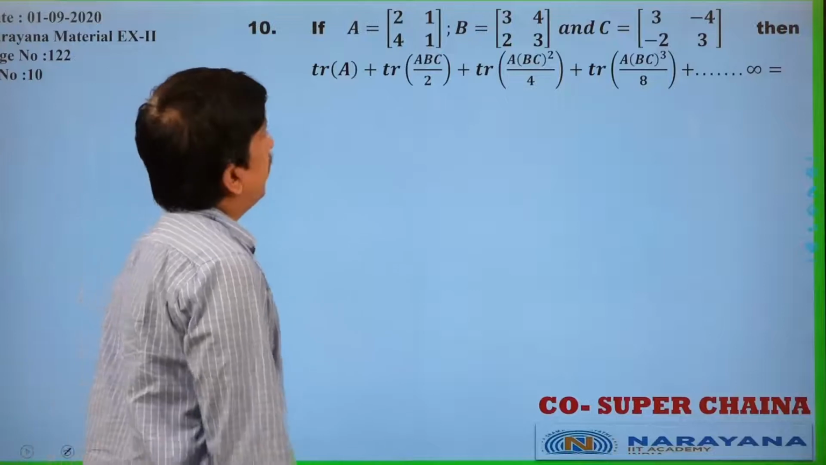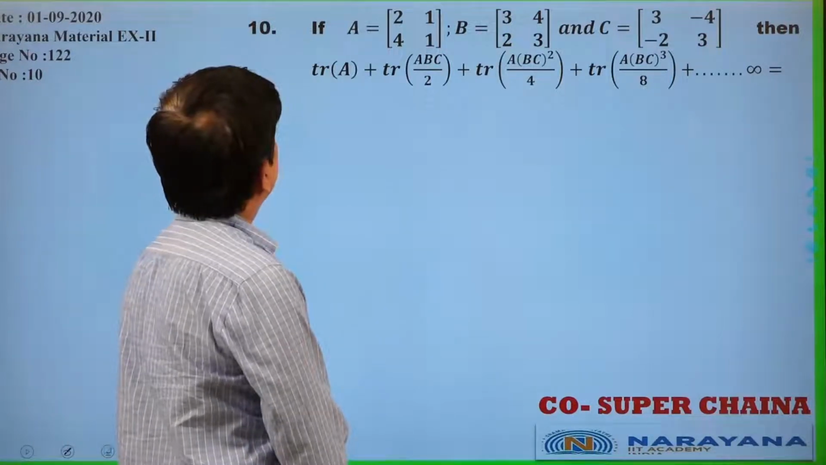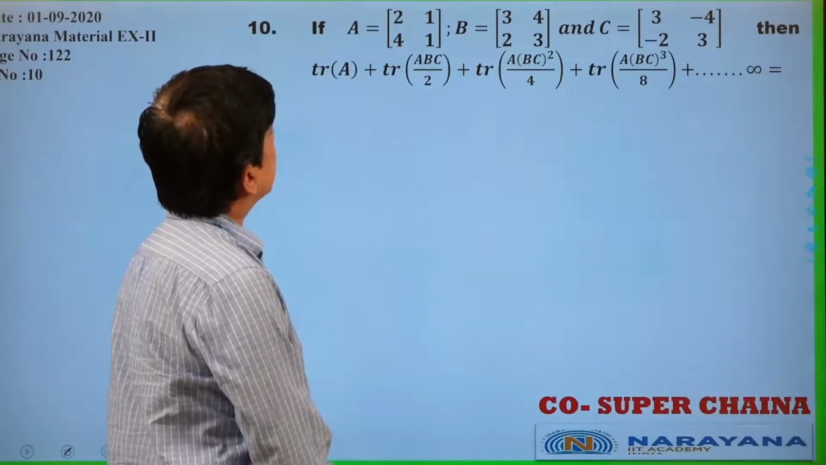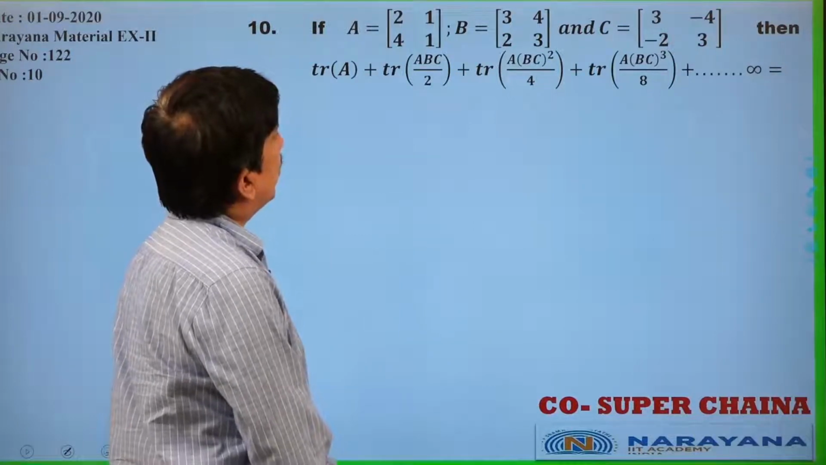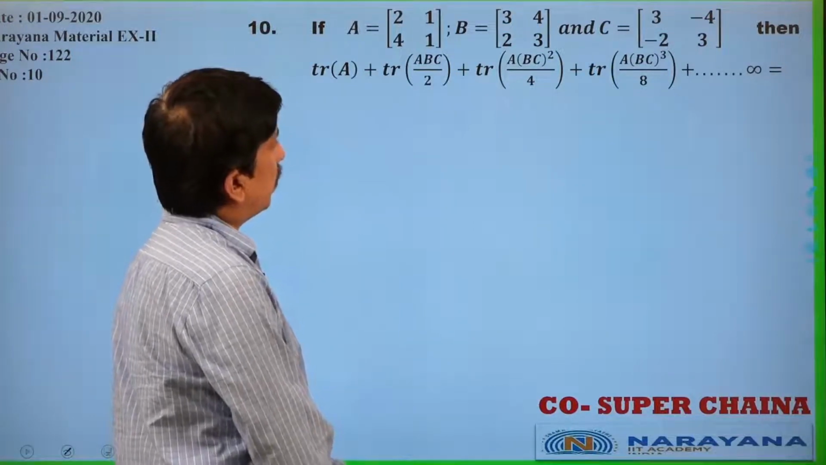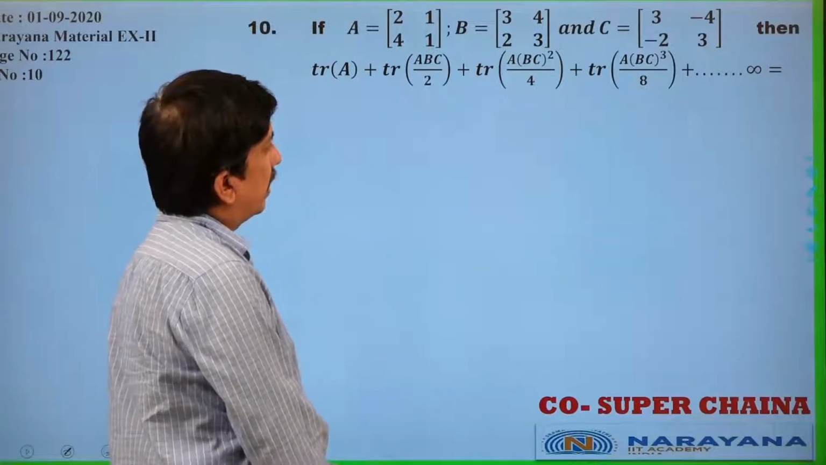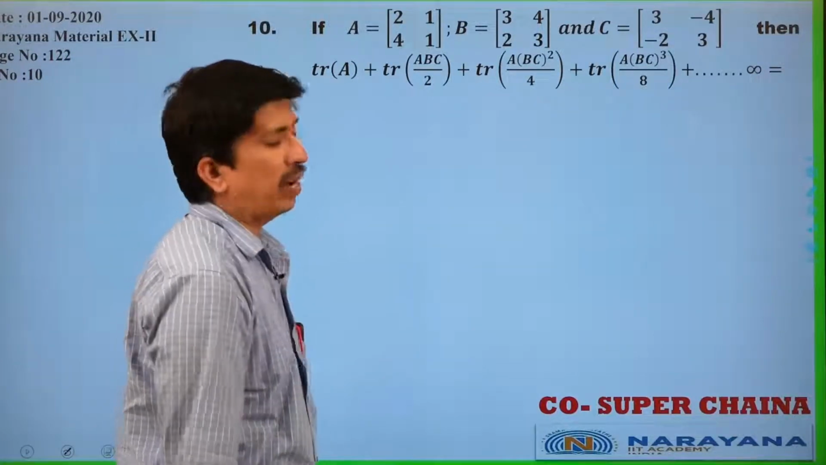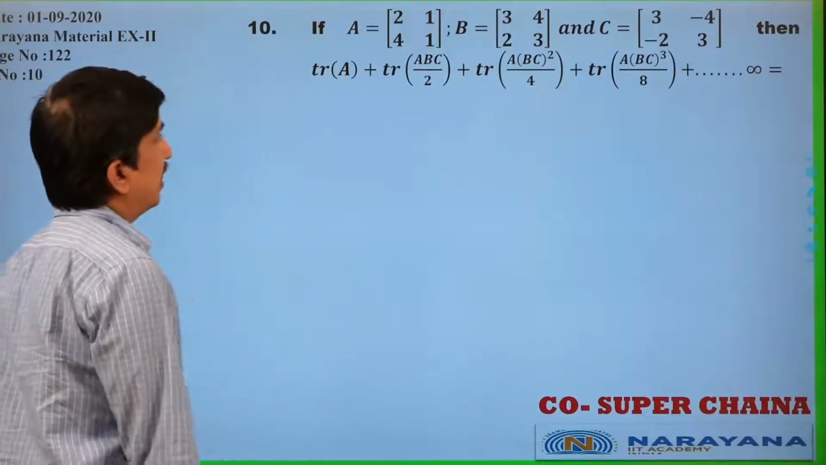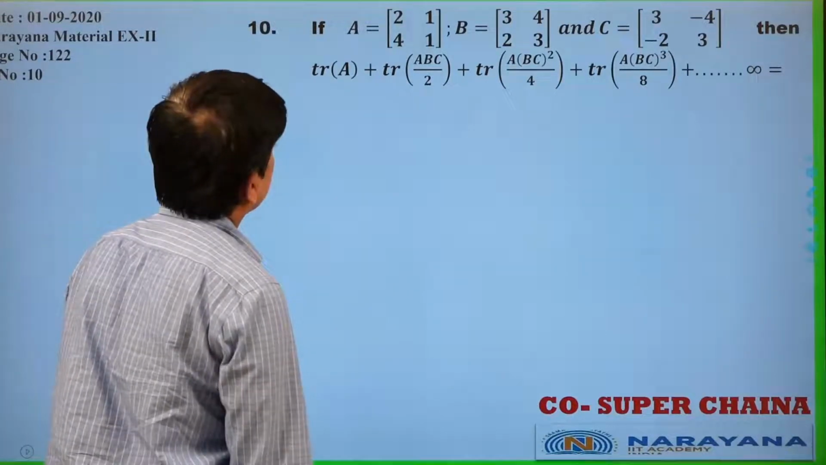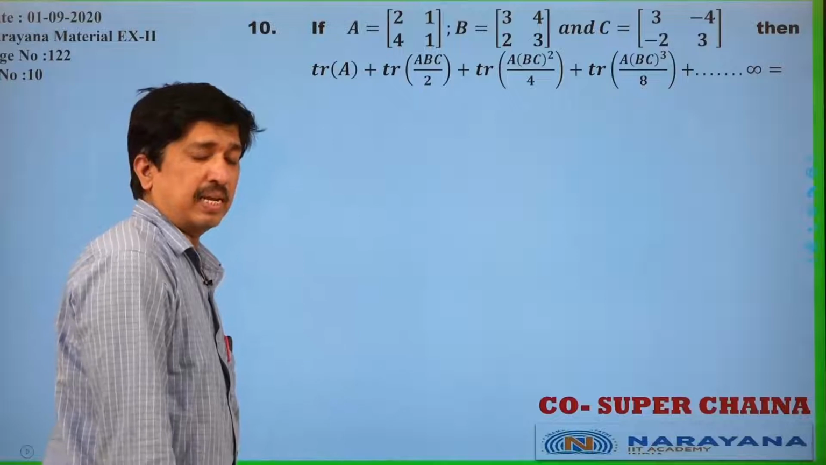Now A is given, B is given, C is given. Then trace of A plus trace of ABC by 2, trace of A into BC whole square by 4, trace of A into BC whole cube by 8, plus so on like that. You know very well the trace is the sum of the principal diagonal elements. Is it clear or not?